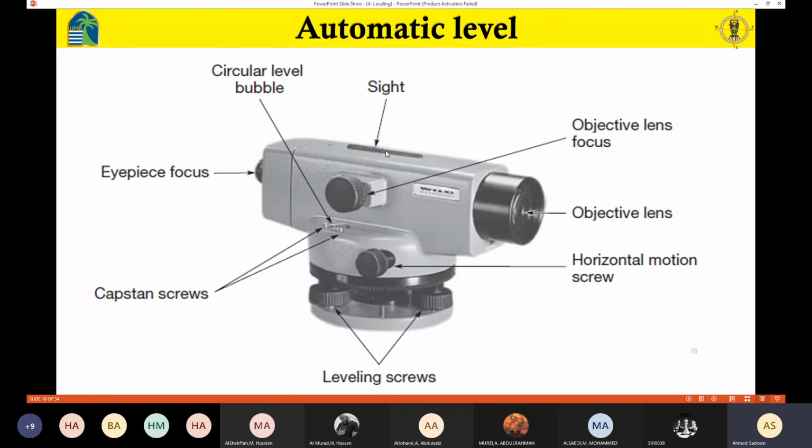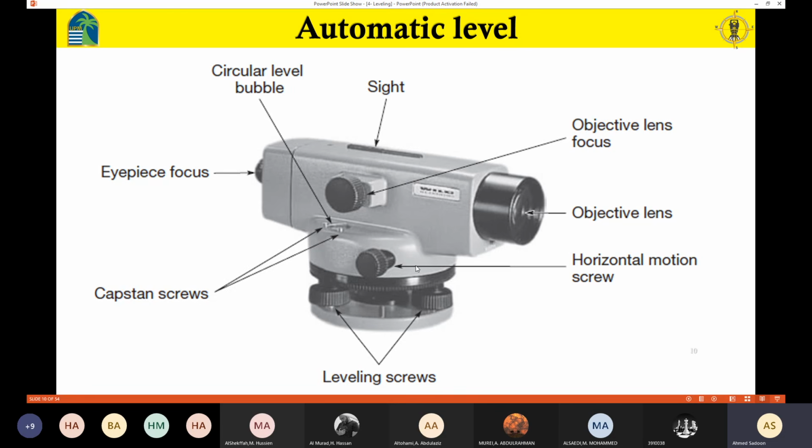So here we have the device. We have the eyepiece focus. We're going to look from here. And I have the object lens, and you have the line of sight. So the line of sight is going to be parallel to this point here. It's going to be exactly at the middle. Here we have the objective lens focus. You can focus on the target using this, and we use this screw here for horizontal motion.